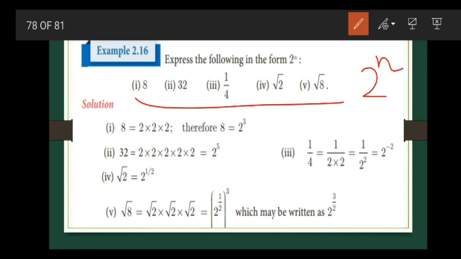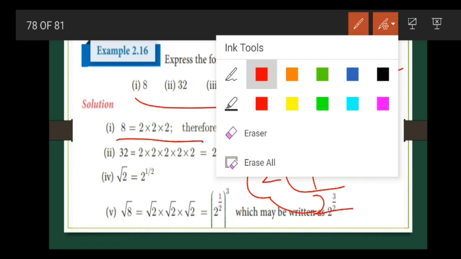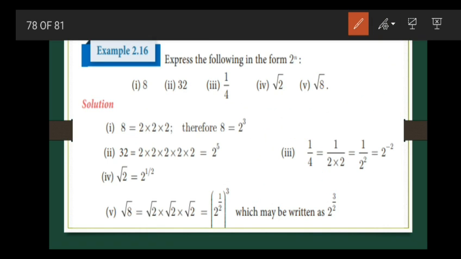For that we have to factorize all the numbers. First we have 8. Factorize 8. 4. Again with 2 we will get 2. 2 into 2 into 2 is 8. Right. So 8 is equal to 2 into 2 into 2, which means 2 cube. Okay. So 8 can be written as 2 cube.